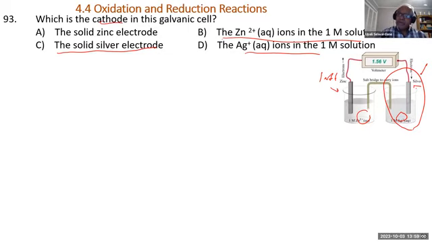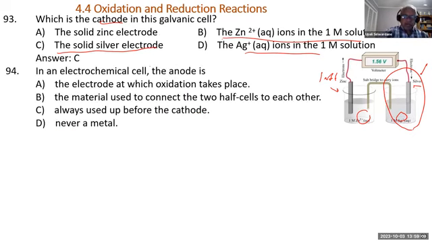So in this reaction, two electrons are transferred. In an electrochemical cell or a galvanic cell, anode is the electrode where oxidation takes place. I talked about that in the previous slide. That's the correct answer. The material used to connect the two half reaction cells to each other: this salt bridge is the material that connects two half cells. It is not the anode. It is just a connection only.